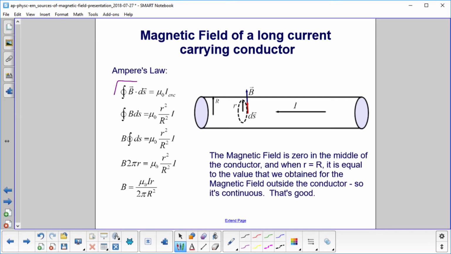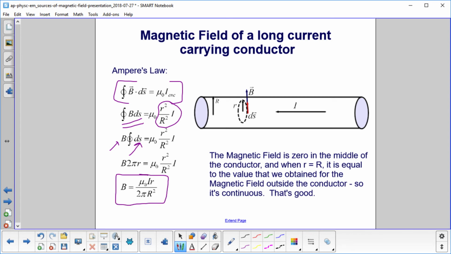Start with Ampere's law again, right here. And the left side looks just the same as when we did the magnetic field outside the conductor. The only difference is this I enclosed, which we calculated on the previous slide. Once again, B comes out. We integrate ds, a line integral over the entire Amperian loop. We get 2 pi r, do a little algebra, and here's our answer.